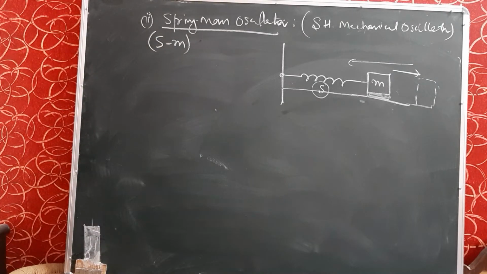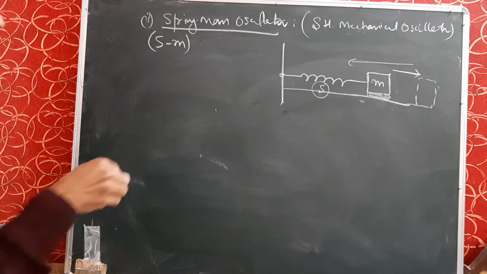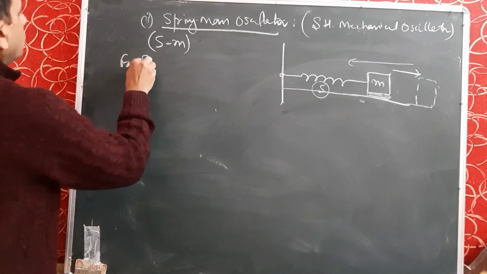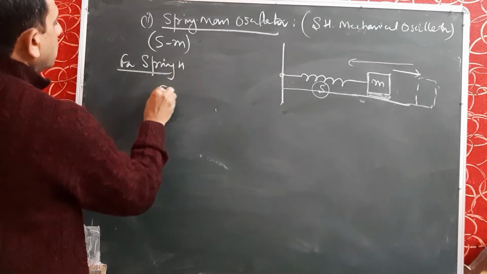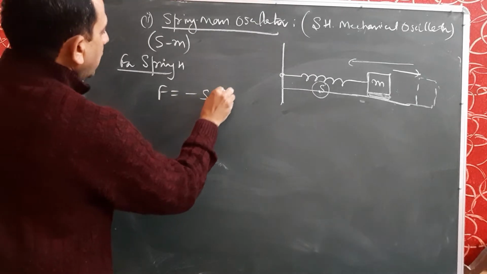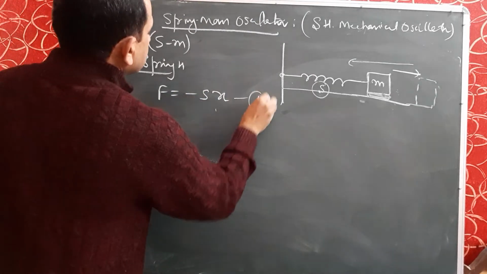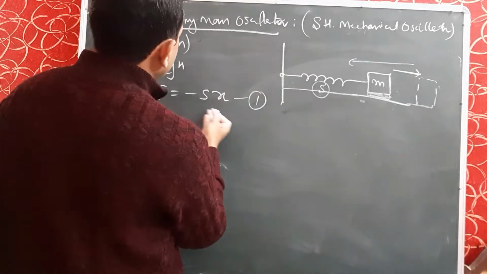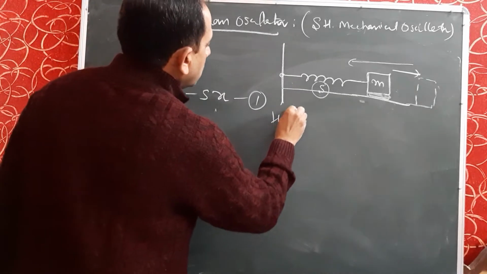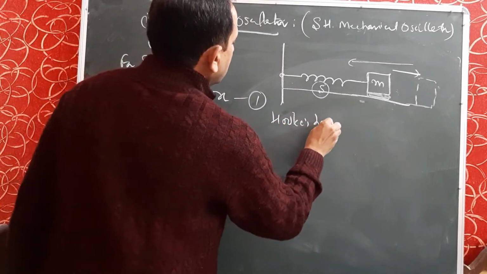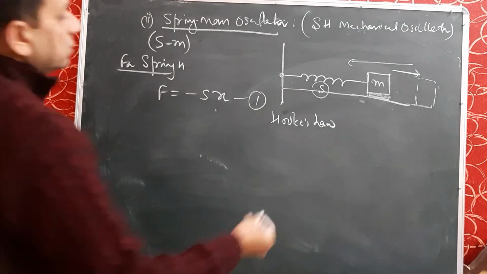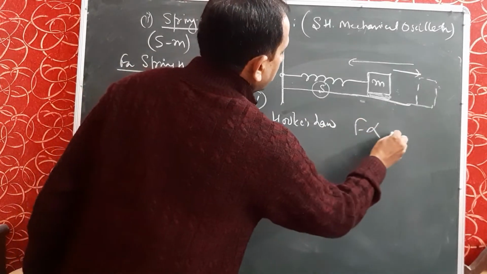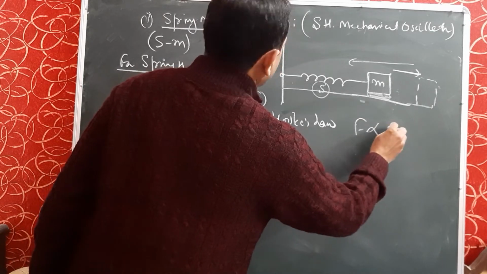Now, we have to derive the equation for spring and mass. For a spring, we know that F is equal to minus S into x. This formula is called Hooke's law. You have already studied Hooke's law in lower classes. What is Hooke's law? The force acting on the spring is always proportional to displacement.